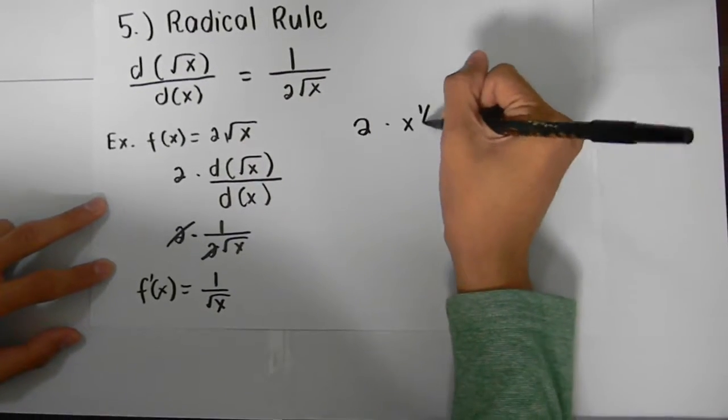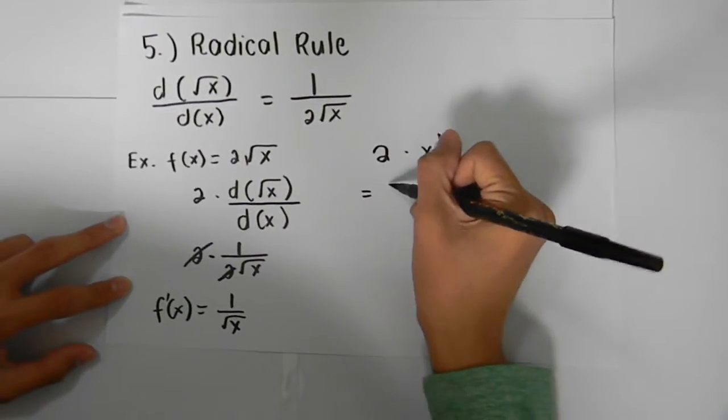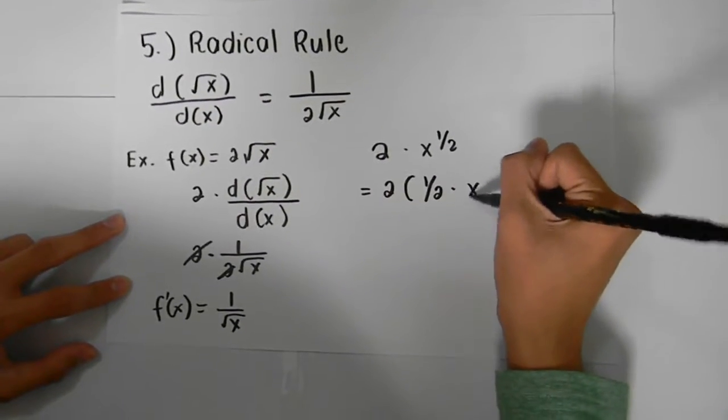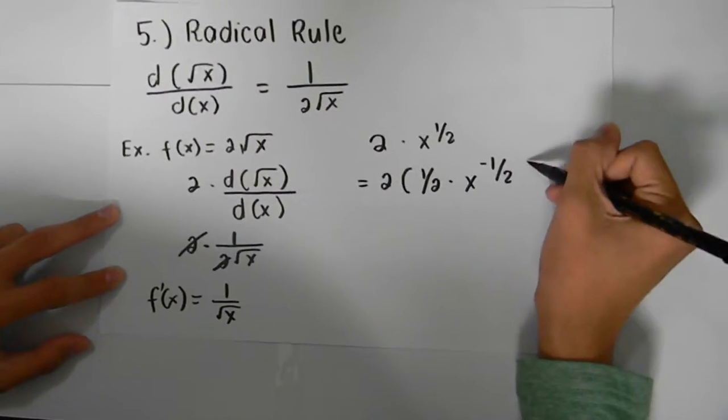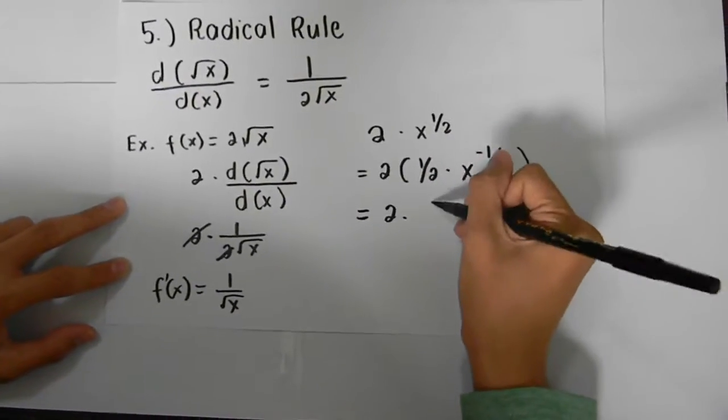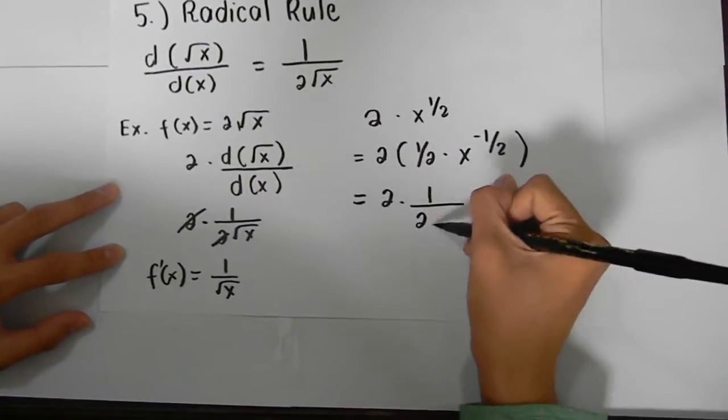This rule can be associated with the previous rule, the power rule, as you can also get the same answer by writing the radical in its exponential form and solving it by following the power rule.